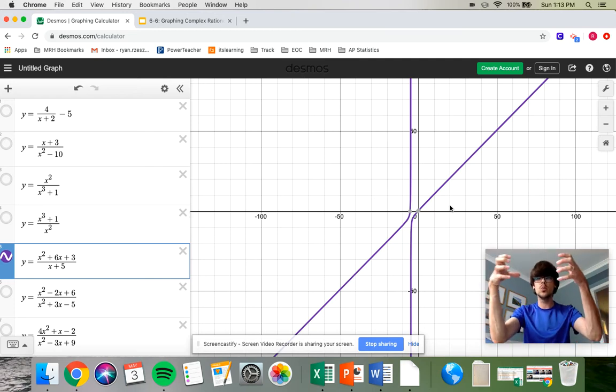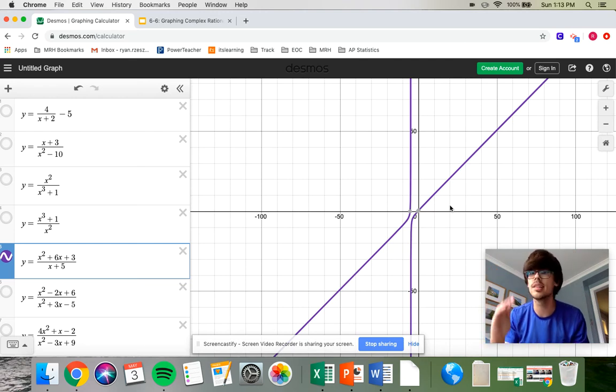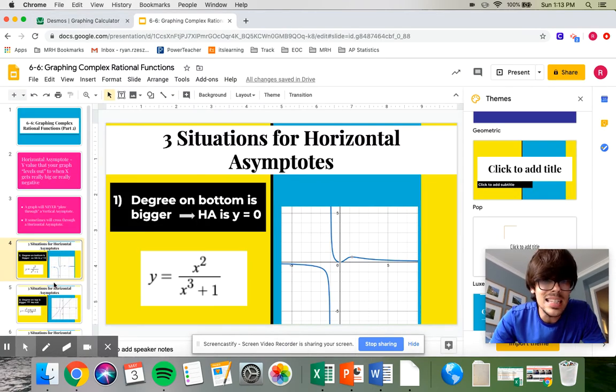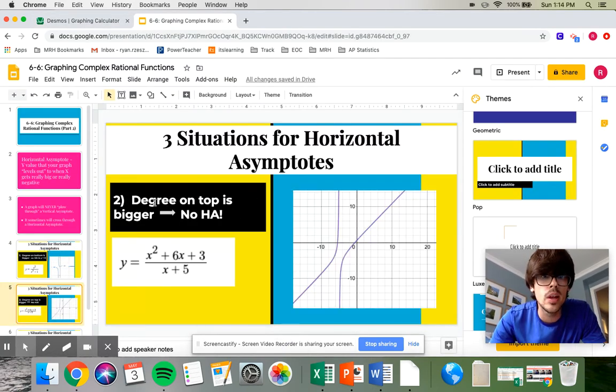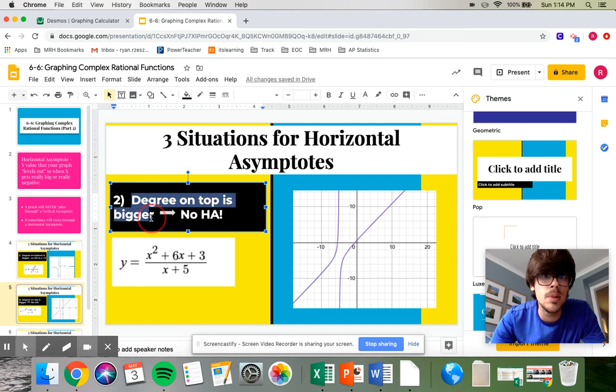If you have a fraction with a giant numerator and a smaller denominator, big number divided by small number doesn't have a limit to how big it gets. It just keeps on getting bigger when you increase. So situation 2 is when the degree on the top is bigger than the degree on the bottom, and the graph does not have a horizontal asymptote. It just keeps on going up or just keeps on going down in that case. So that is situation 2.